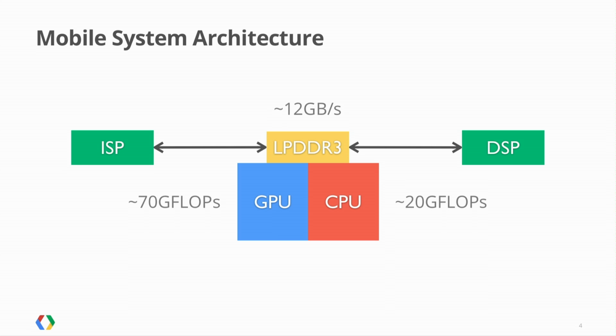In mobile, things look very different. The first thing you'll notice is that the GPU and the CPU are now in the same package. They share a single pool of physical memory. So there's no more PCI Express bus. That transfer time is gone.